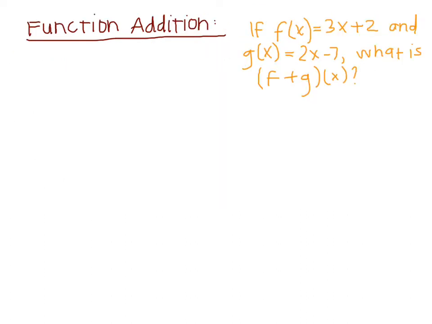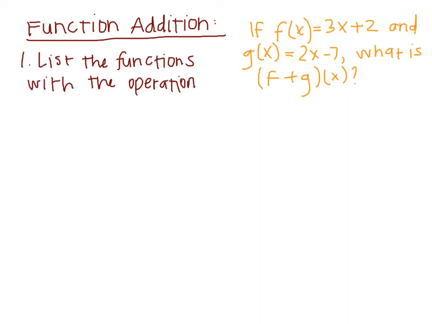In this first example, we are looking at function addition, and the question is, if f(x) = 3x + 2 and g(x) = 2x - 7, what is (f + g)(x)? My first step is to list the functions with the operation. The operation that we're talking about is addition because it says f plus g. So I'm going to start out by listing function f.